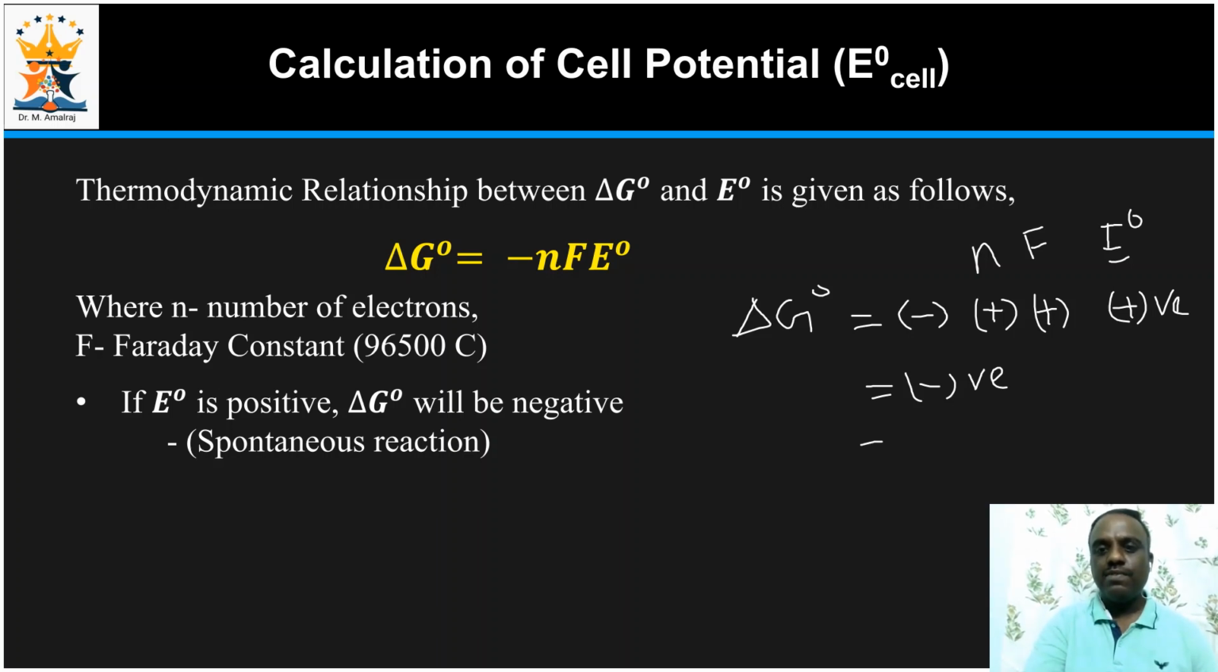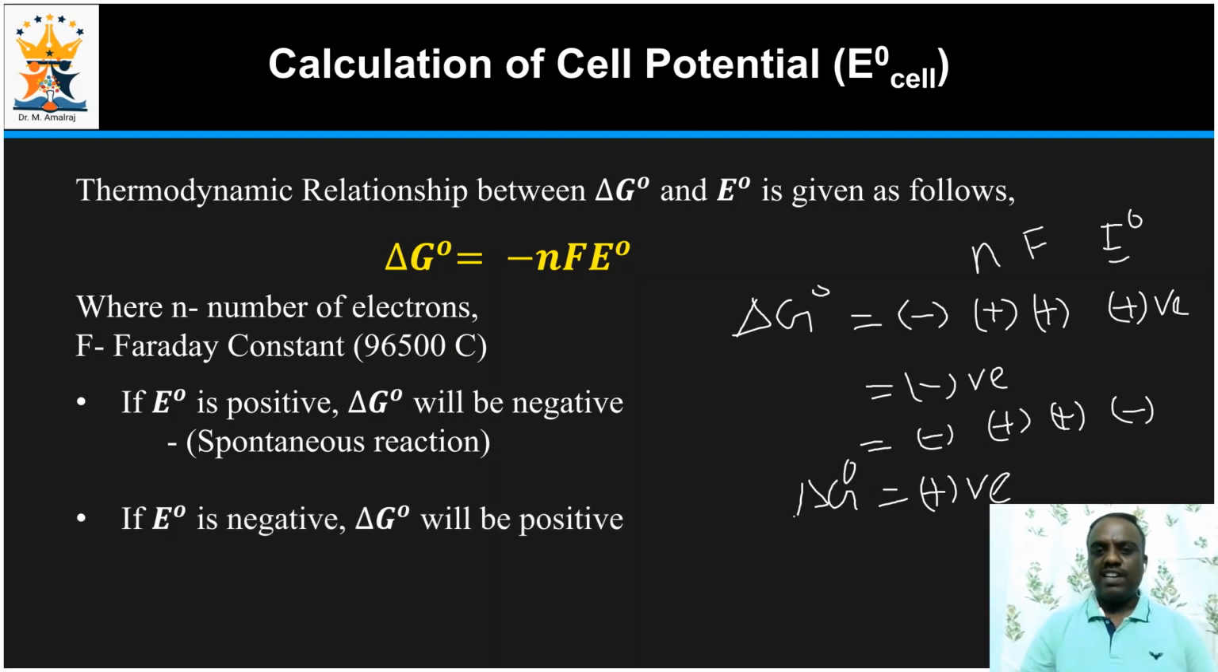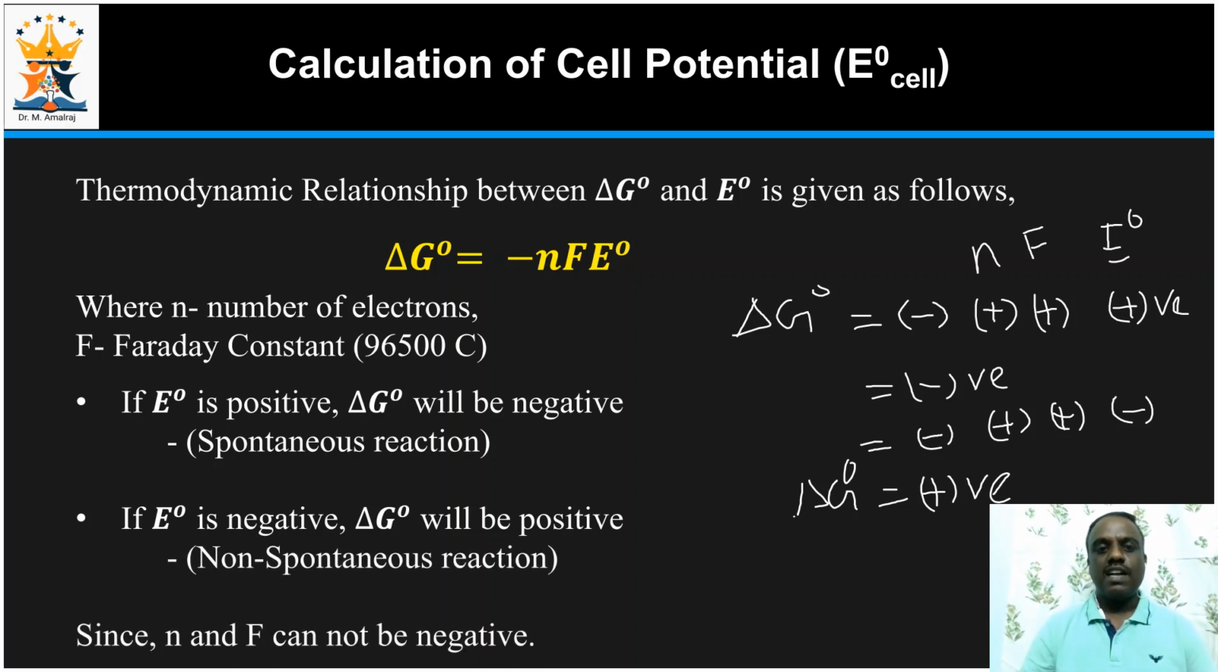In case E naught is negative, what will happen? When we multiply two negatives, it gives a positive. So the sign of delta G naught will become positive. So if E naught is negative, delta G naught will be positive. That represents the non-spontaneous condition. So remember this when you solve the problems. This is one of the most important relationships, the sign of E naught and delta G naught. If E naught is positive, delta G naught is negative. If E naught is negative, delta G naught will be positive.